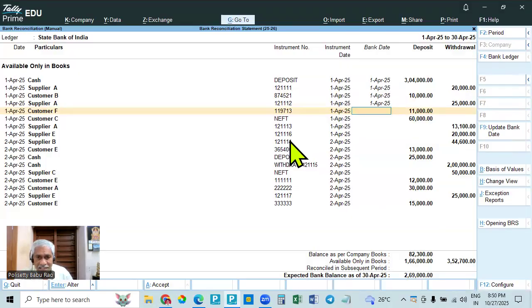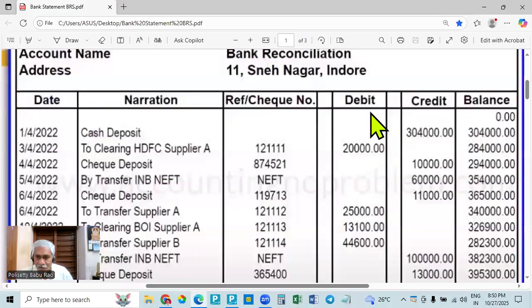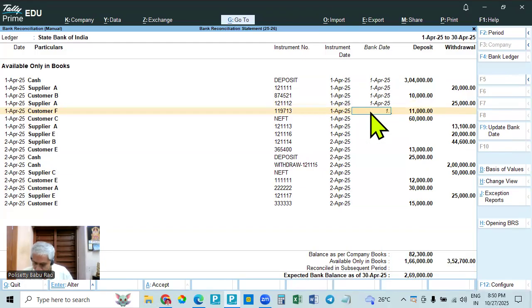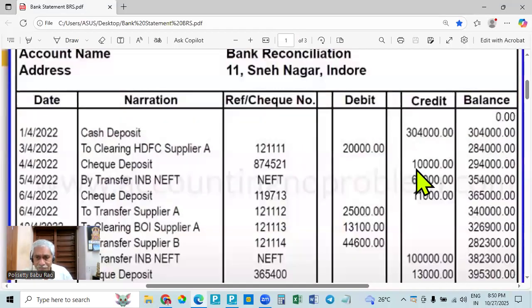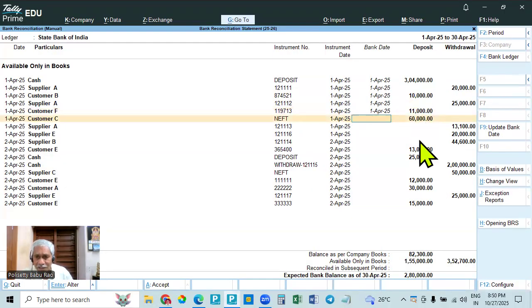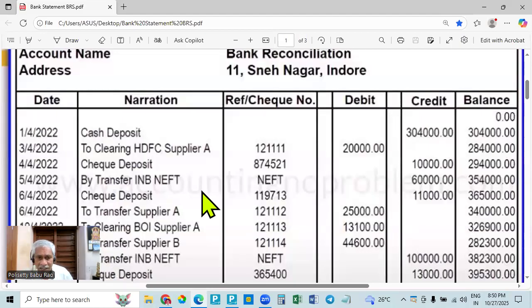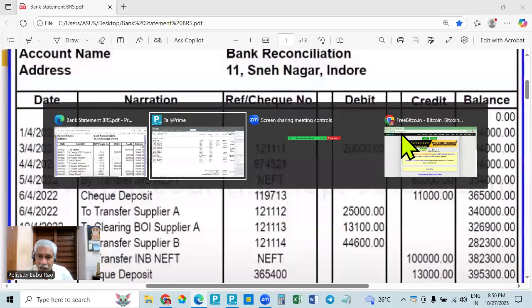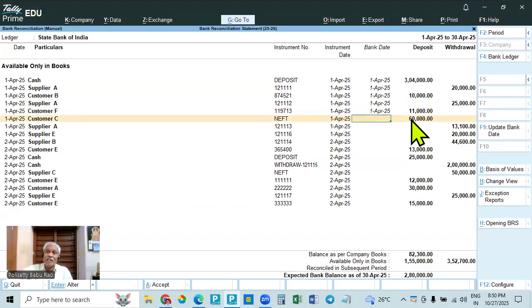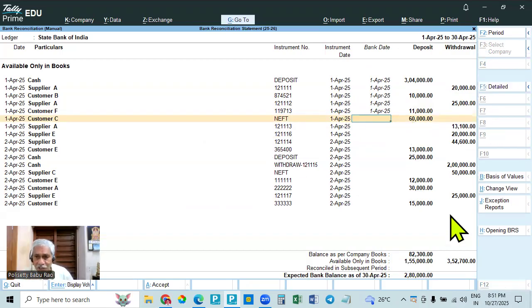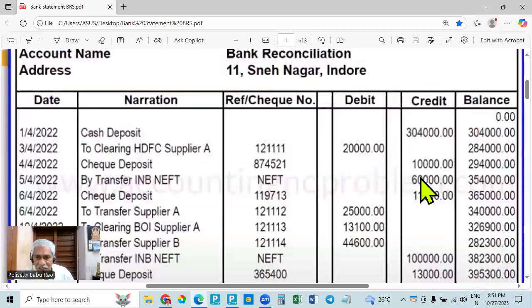So 119,713. Okay, 713 is also available, 1 4. 1 4 available. And then this 10,000 is completed already. This 10 is completed. And left we received money. That is credited, we have debited. Already we understood, because for the person paying the money, the customer might have informed us. So left we received. So we received 60,000.